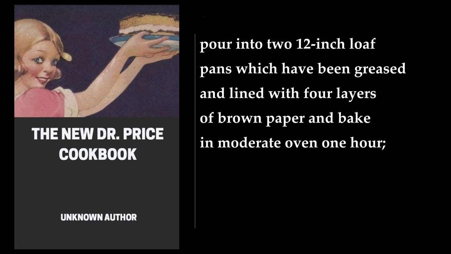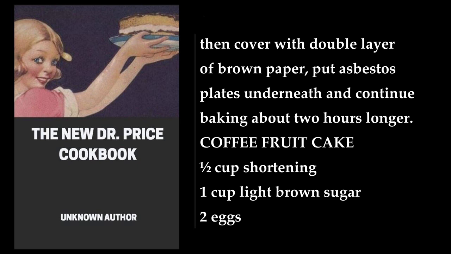Pour into two 12-inch loaf pans which have been greased and lined with four layers of brown paper and bake in moderate oven 1 hour. Then cover with double layer of brown paper, put asbestos plates underneath and continue baking about 2 hours longer.